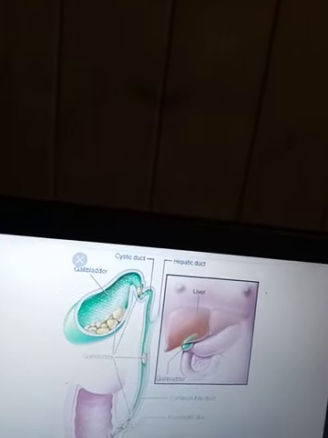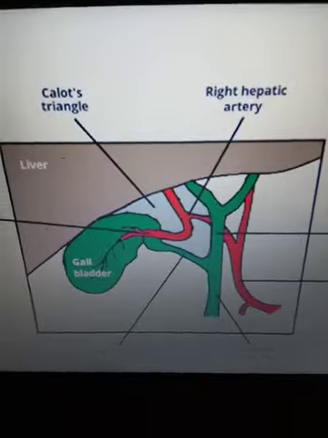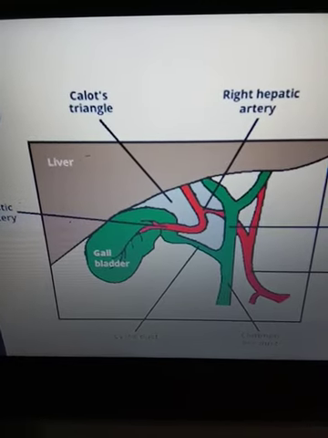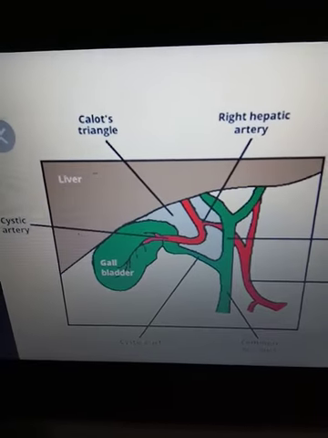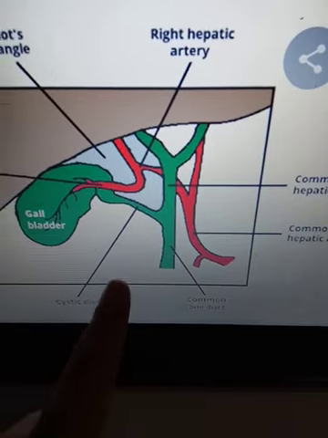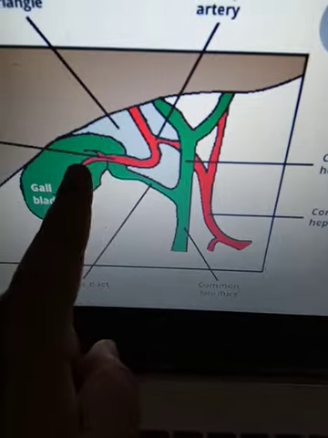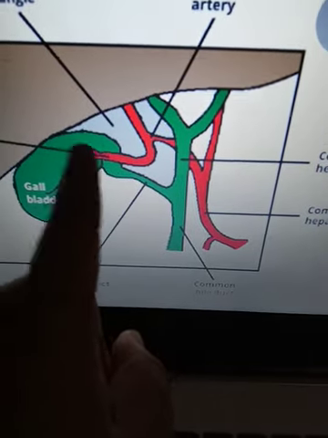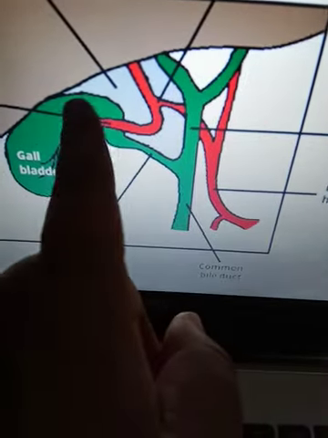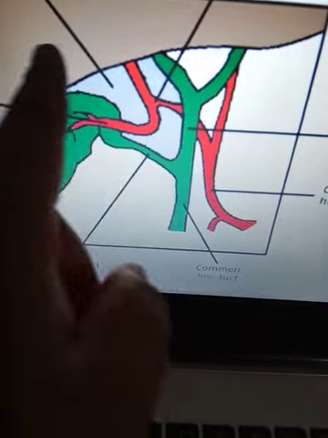What else do we have? You have one more thing, the Calot's triangle. See this, you have the Calot's triangle. What is the Calot's triangle? It is the triangular space formed by the hepatic duct, the cystic duct, and the fifth segment of the right hemiliver. This triangle is called the Calot's triangle.